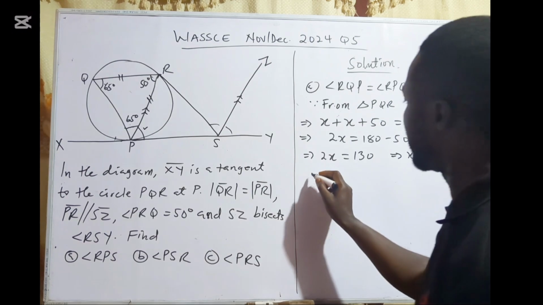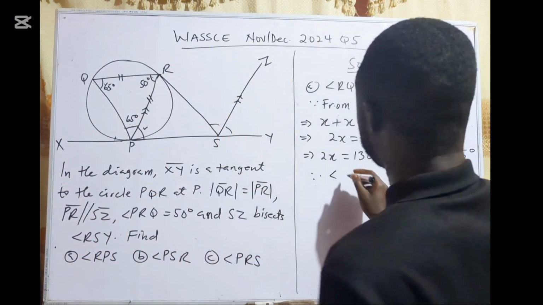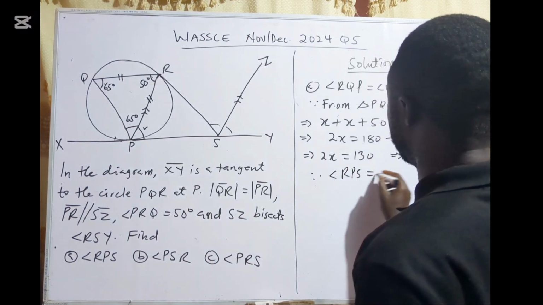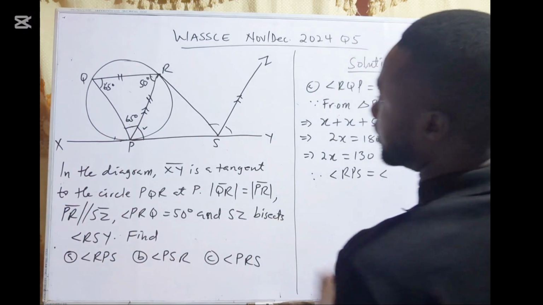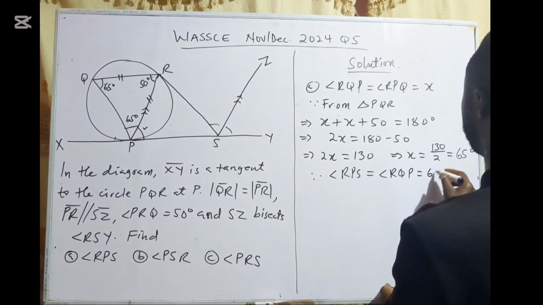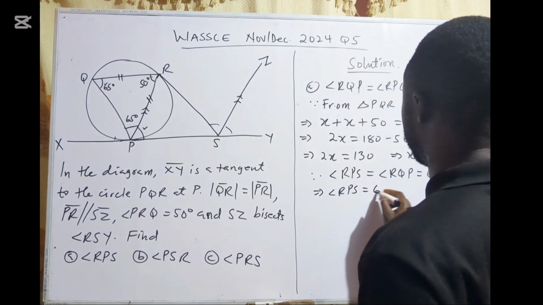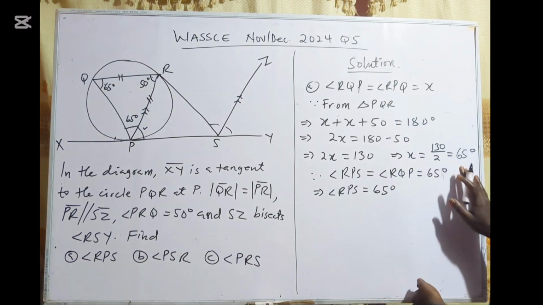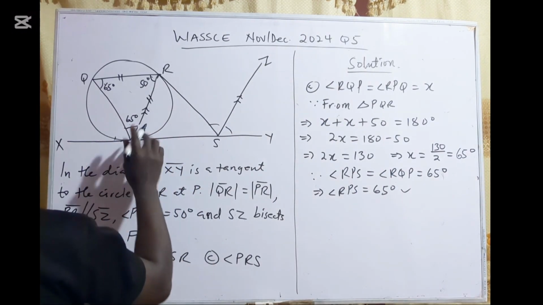Therefore, angle RPS is the same as angle RQP, which is 65 degrees. It implies that our angle RPS is automatically 65. So our angle RPS is 65. So here is 65.